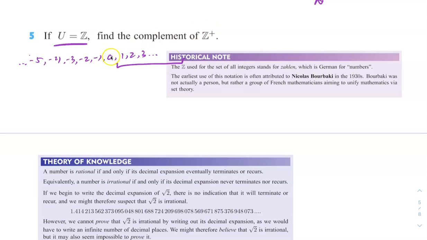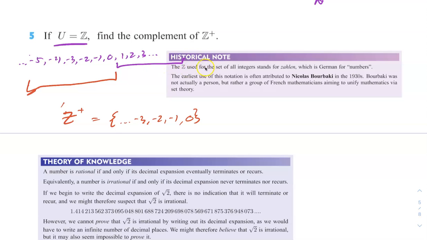0, by the way, is neutral. It's not positive or negative. So the complement of this would be everything that's not this. So my complement, my Z plus prime, would be the set of everything from -3, -2, -1, 0, like that. So everything that's not 1, 2, 3, 4, 5, 6, 7, 8, 9. So that's the complement of that.